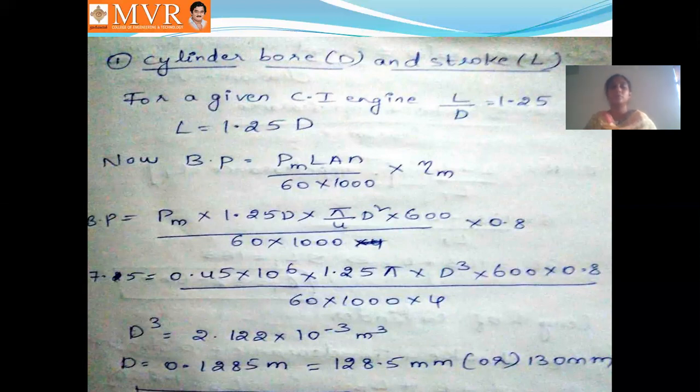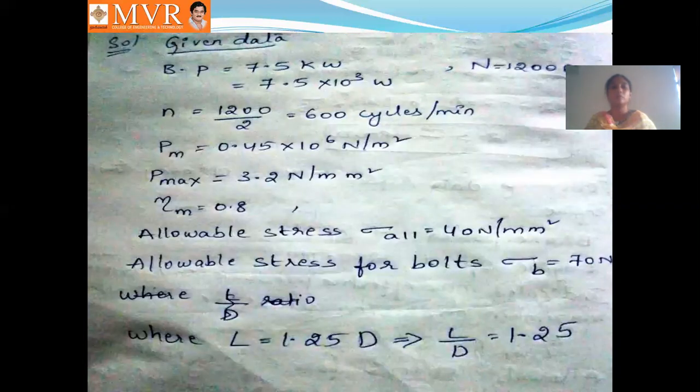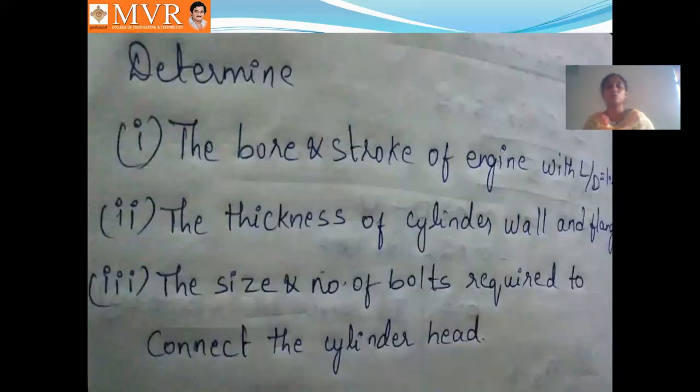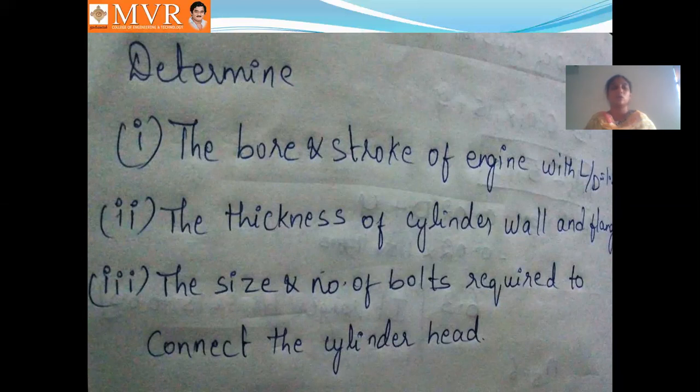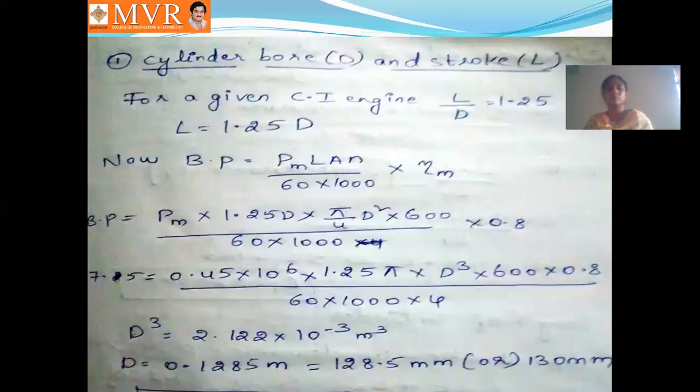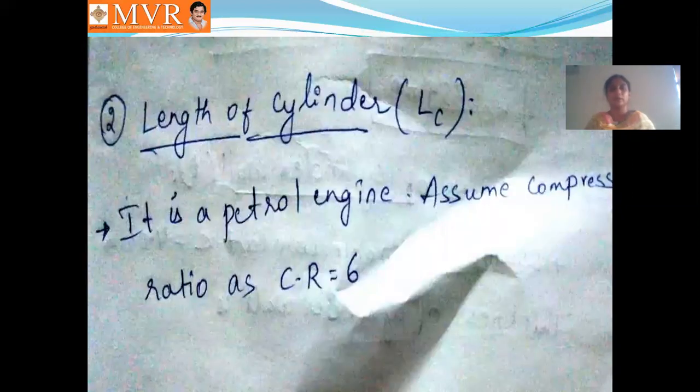In this problem, we should practice the cylinder bore. As we discussed, we should find out the bore and stroke of the engine, the thickness of the cylinder, and the size and number of the bolts. In the size and number of the bolts, we should calculate the pitch of the studs and also the outer diameter of the studs. We should find out like this.